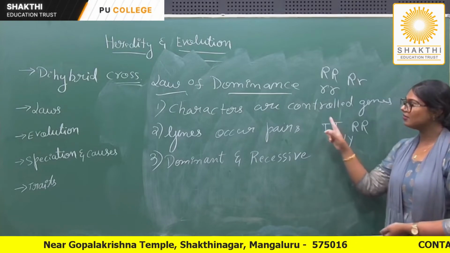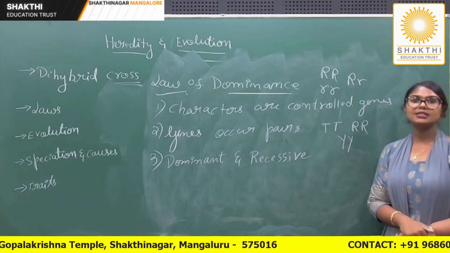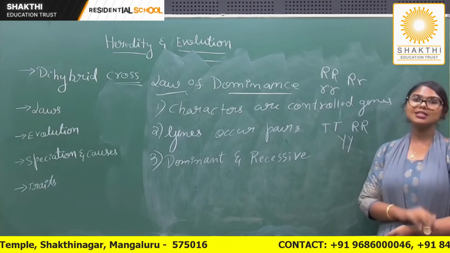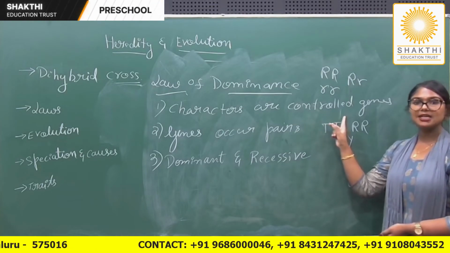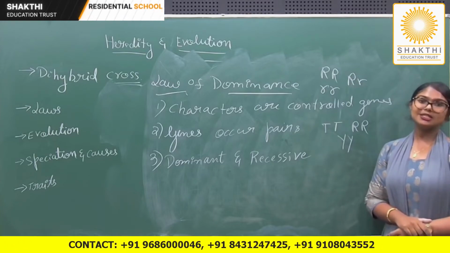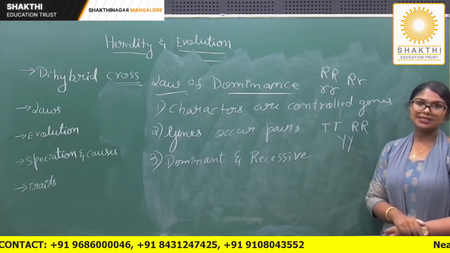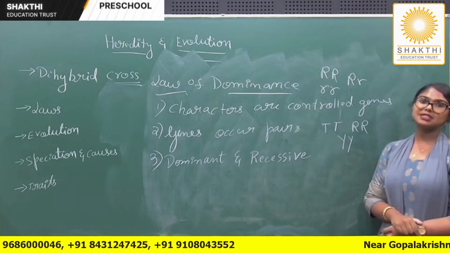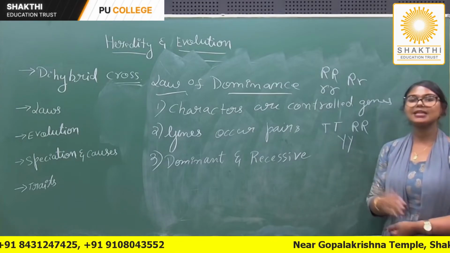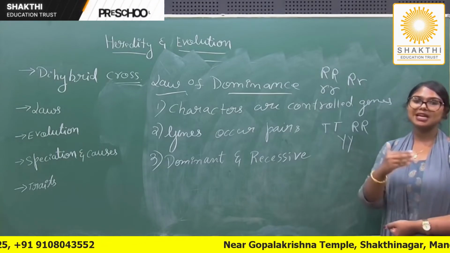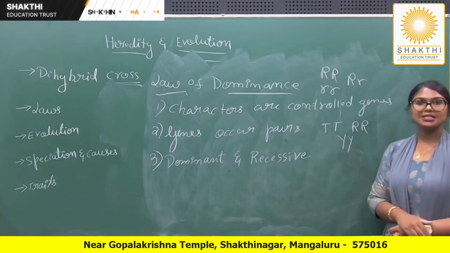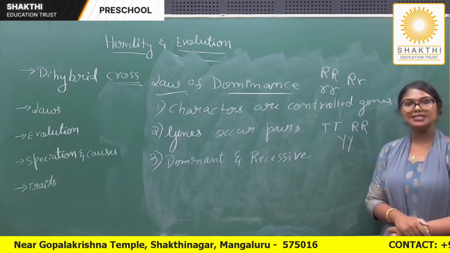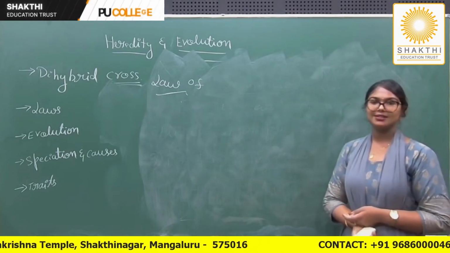So I hope we are very clear with the 3 points under the law of dominance. All the 3 points are a must, students, for your answer. First one, characters are controlled by genes. Genes always occur in pairs, and when we have a pair of dissimilar genes or dissimilar characters, one will be dominant and the other is going to be recessive. With that, we shall end the first law of genetics, that is the law of dominance.